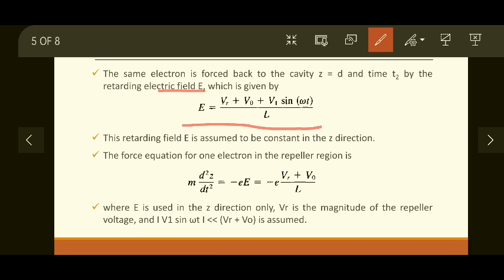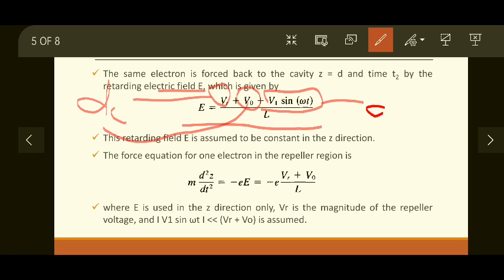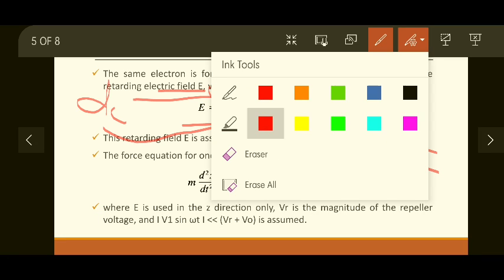Now what is this? Vr is the DC voltage applied to the repeller, V0 is the DC voltage applied to the anode and cavity, and V1 sin omega t is our microwave input, or RF input. So this is DC, this is also DC, and this is AC, the RF or microwave input, and L is the distance between the exit point of the cavity and the repeller.